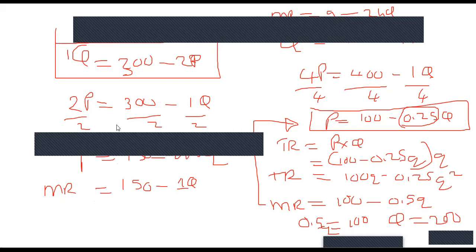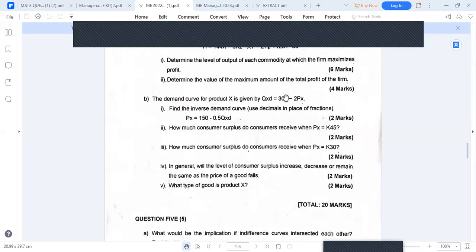Sorry, I'm indulging a lot in teaching because I want to help you understand. We're going back to this question here, the demand function. Colin? Yes, sir. From this question, they are saying find the inverse demand, with decimals in place of fractions. But the P of X is equal to 150 minus 0.5Q of X. They have already given the inverse function. There was a mistake; this was the answer. He was using the marking key and forgot to rub it out.